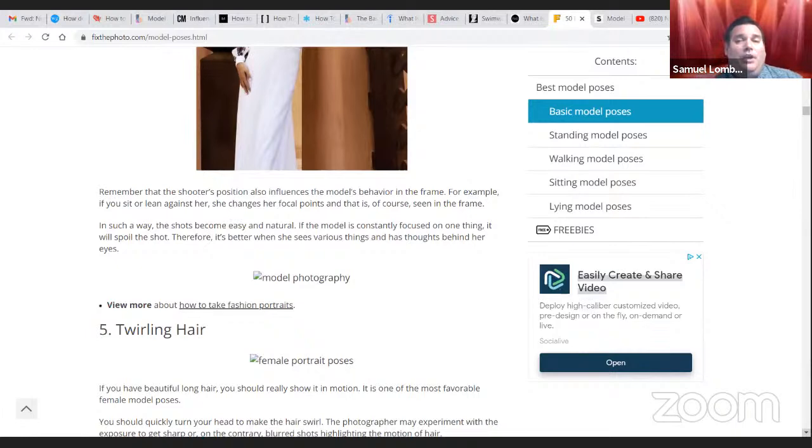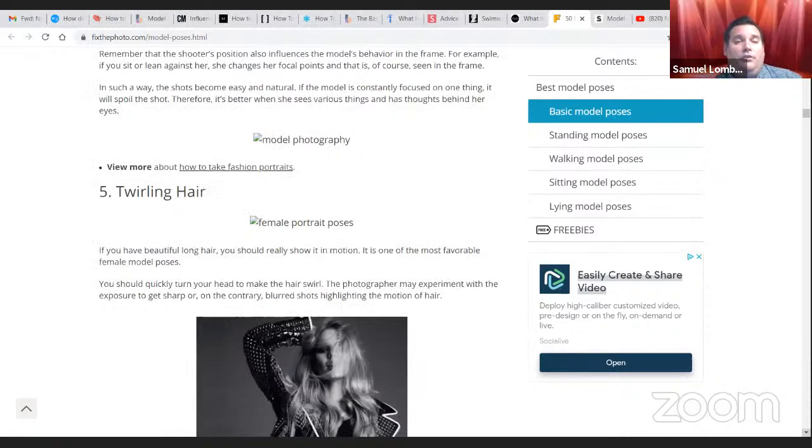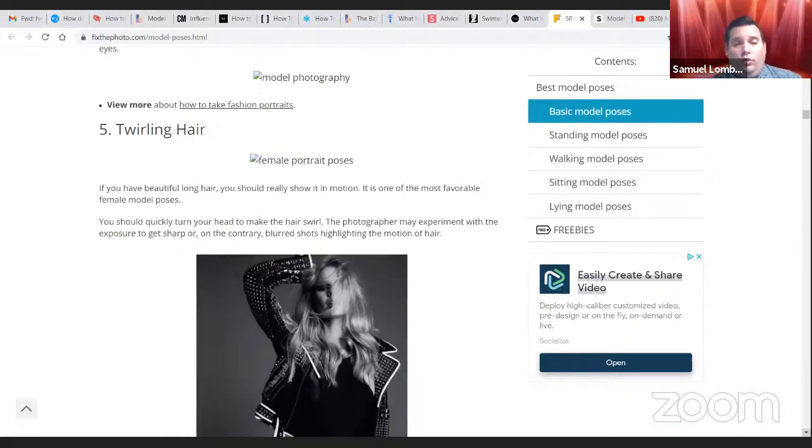And we have number 5, twirling hair. If you have beautiful long hair, you should really show it in motion. It is one of the most favorable female model poses. You should quickly turn your head to make the hair swirl. The photographer may experiment with the exposure to get sharp or, on the contrary, blurred shots, highlighting the motion of the hair.